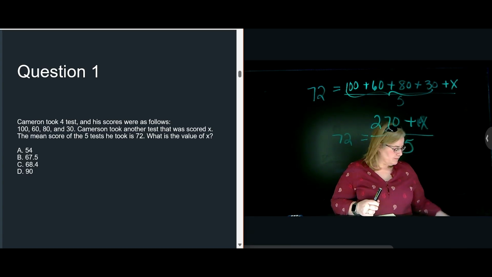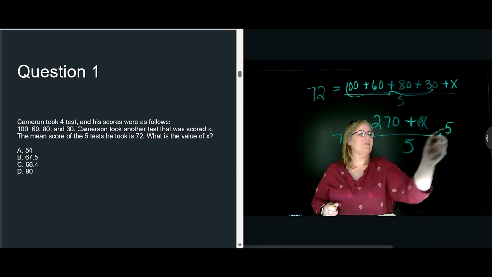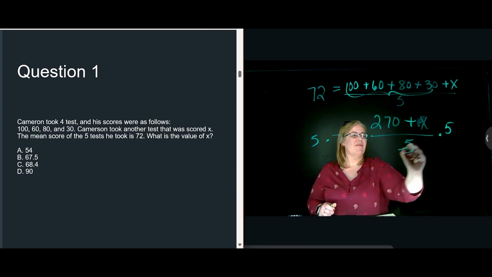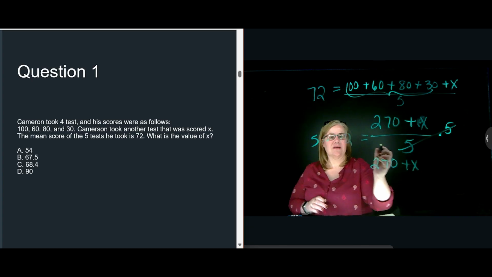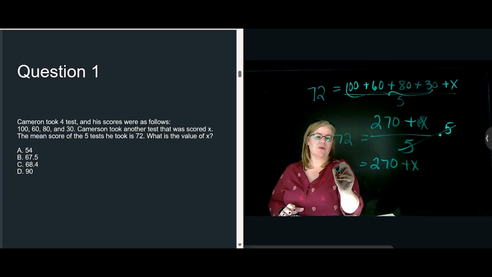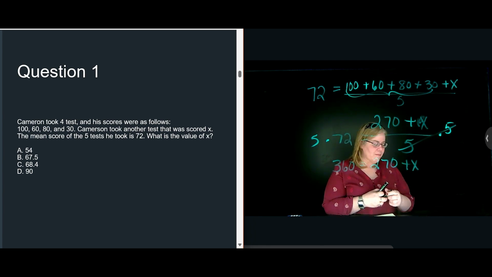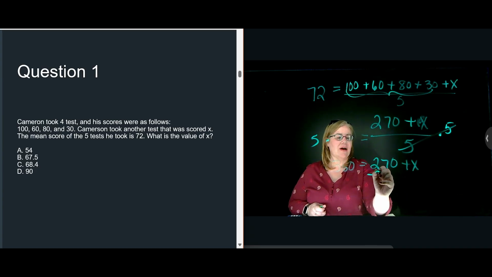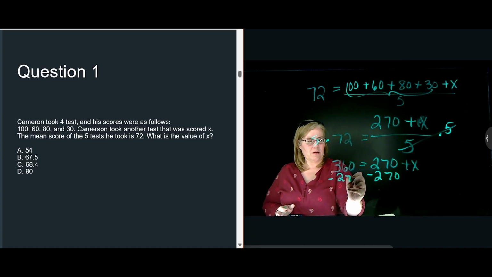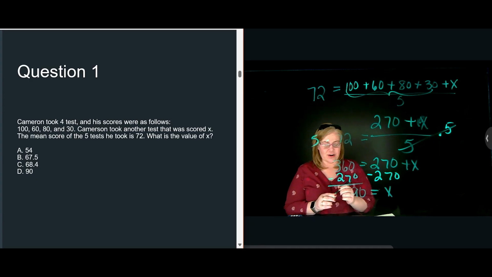So let me get me another marker. What I have to do is I need to get rid of that denominator. So I'm going to multiply this side by 5, multiply this side by 5. Those cancel out, and I'm left with 270 plus X. And then 72 times 5 is 360. So now we've got this a little bit more manageable. Let's go ahead and see if we can get that X by itself. This is a positive 270, so I'm going to subtract it on both sides. And so my X equals 90. So my answer is letter D.